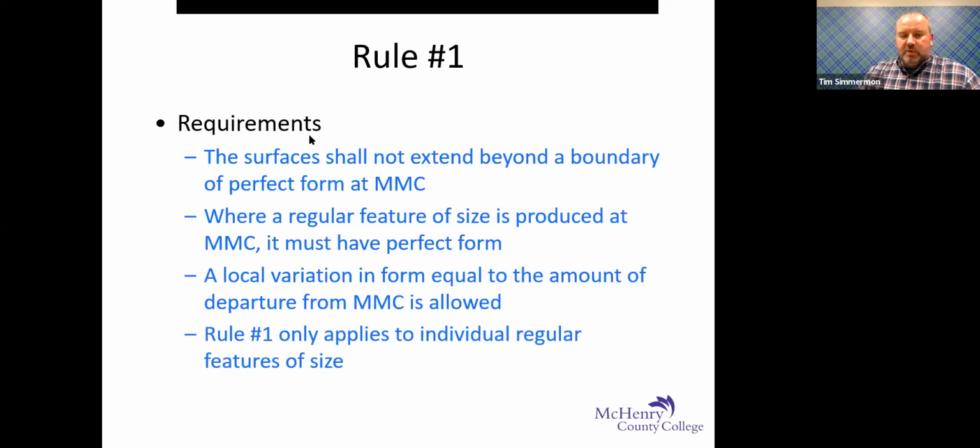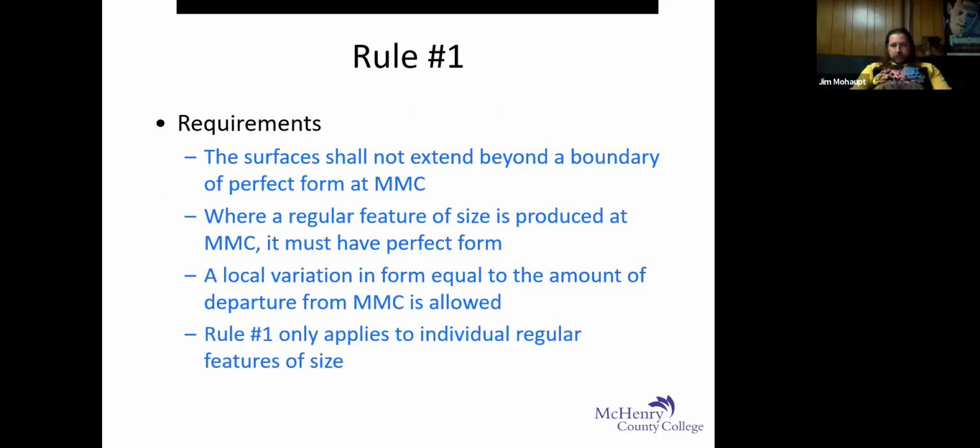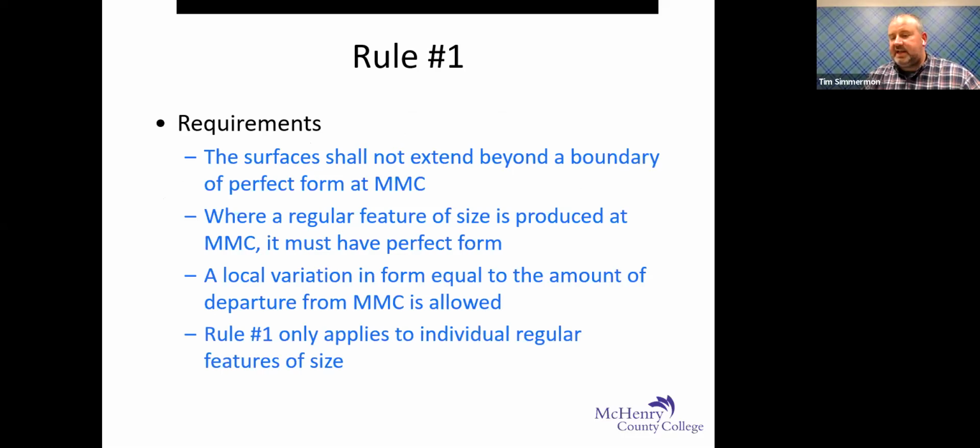So what are those requirements? The surfaces shall not extend beyond a boundary, which is considered maximum material condition. And we talked a little bit earlier about what maximum material condition is. It's the upper limit of the tolerance or the lower limit of the tolerance based on whether it's an internal or an external feature.